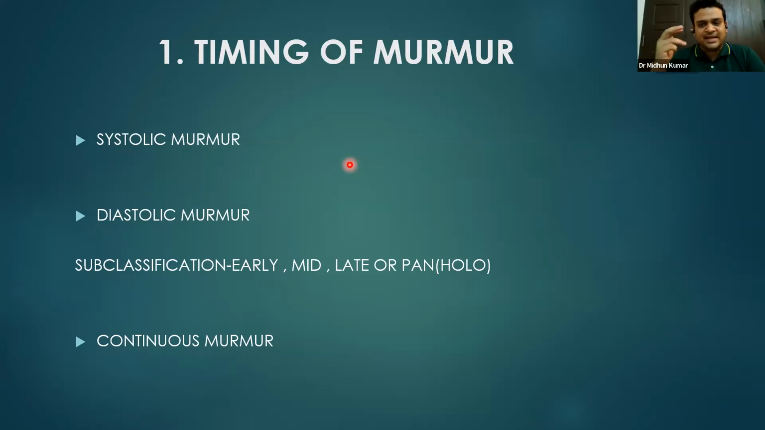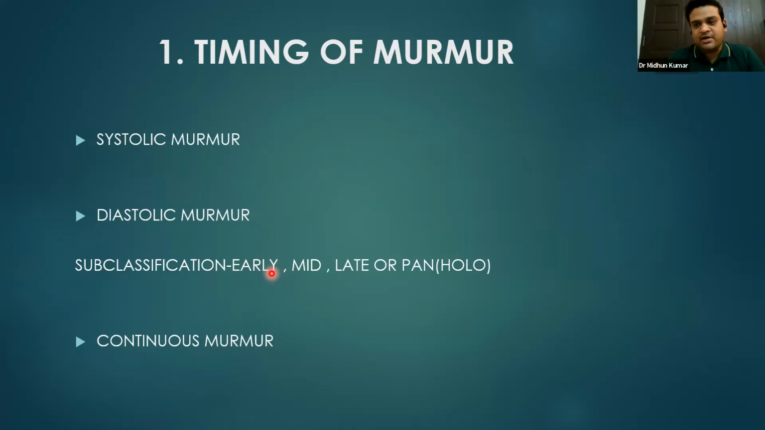So based on timing of murmur, there can be three types. It can be a systolic murmur, a diastolic murmur, or a continuous murmur. Then further classifying systolic and diastolic, we have three phases. One is early phase, mid phase, or pan, that is the whole part of the systole. Why is this category very, very important? Because as I already said, the early systolic murmur will start from the isovolumetric contraction time. So ejection systolic murmur will start only after the isovolumetric contraction time.